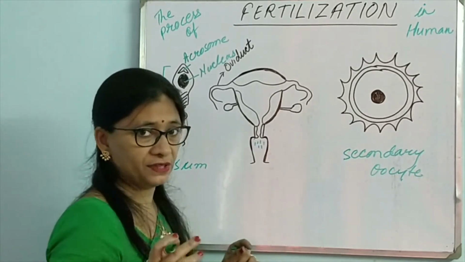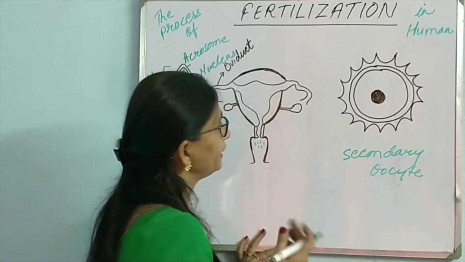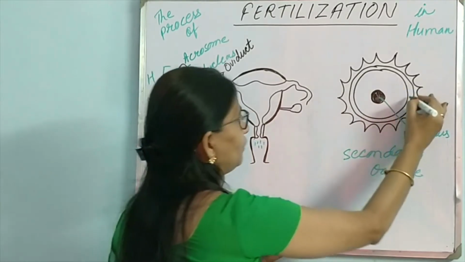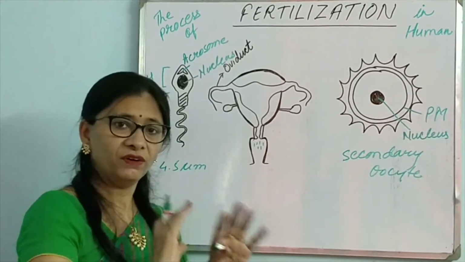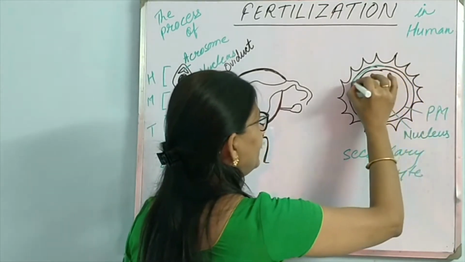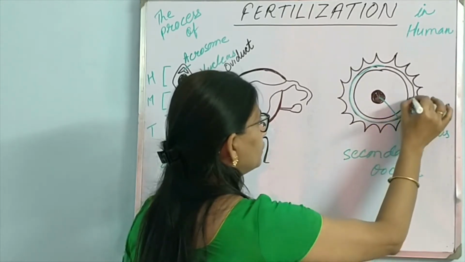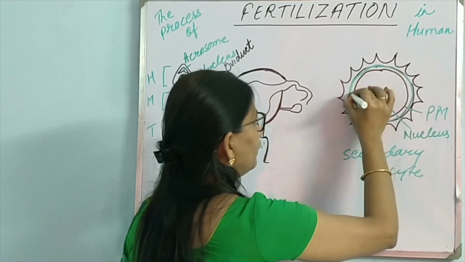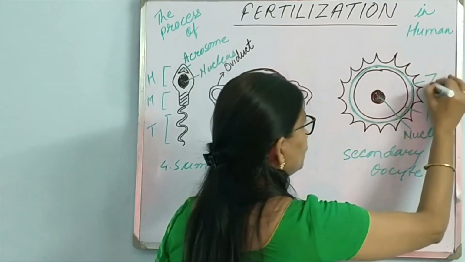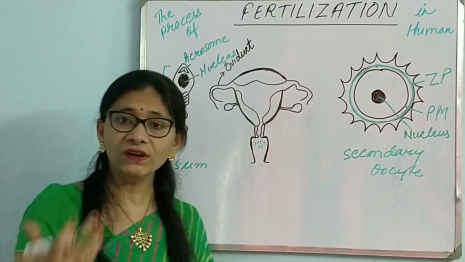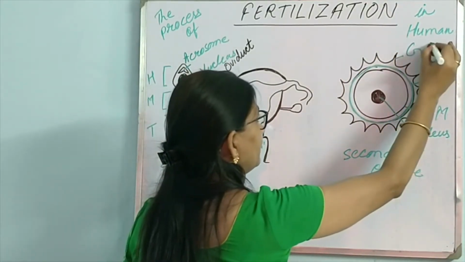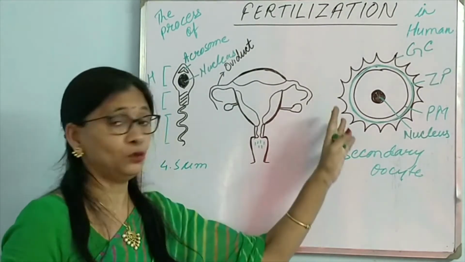Now, what the structure looks like, let us just try to recap. This is a secondary oocyte, this is the nucleus. Then we have the plasma membrane. Over the plasma membrane, there is a layer which is known as zona pellucida. This layer is a thick layer. It was there when this was in the Graafian follicle. And over the zona pellucida, there is one more layer of granulosa cell. Remember granulosa cell of the Graafian follicle.